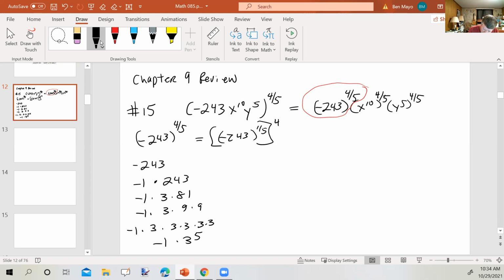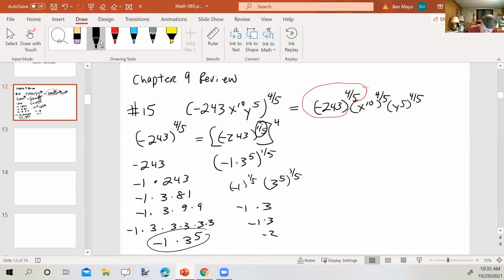So dealing with that, what is the 5th root of negative 1? Well, let's do it this way. Negative 1, the 5th root would be negative 1. 3 to the 5th, the 5th root would be 3. So I get negative 1 times 3, or negative 3.